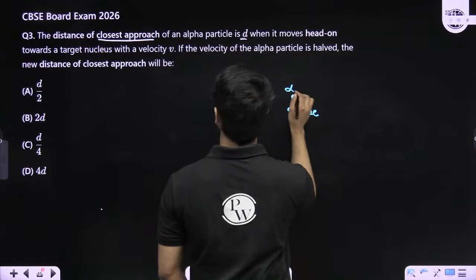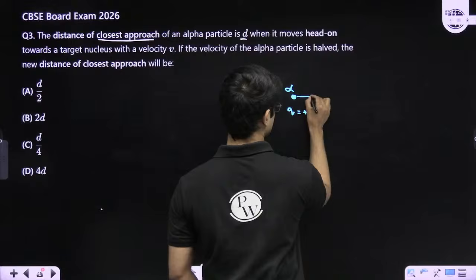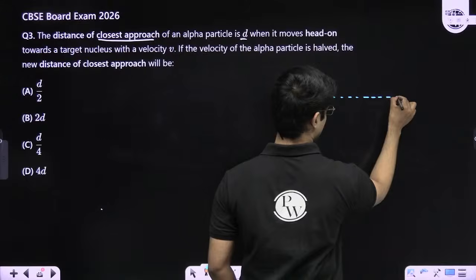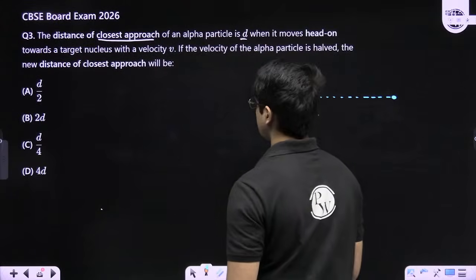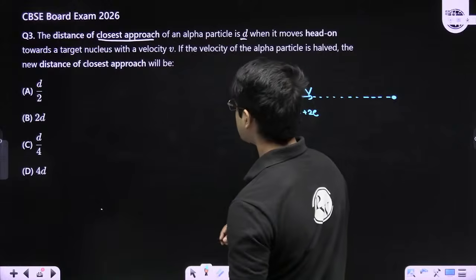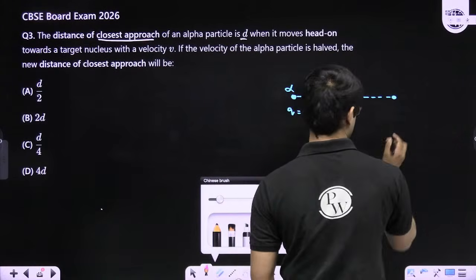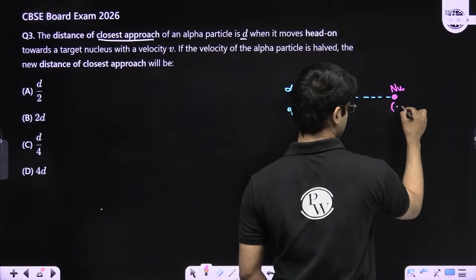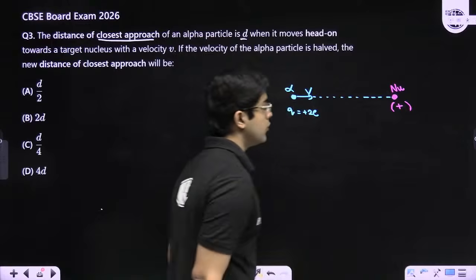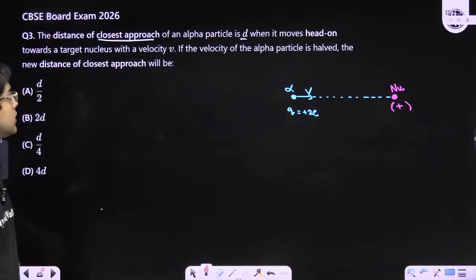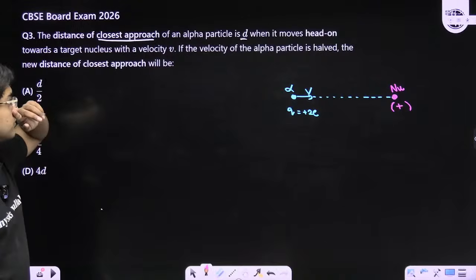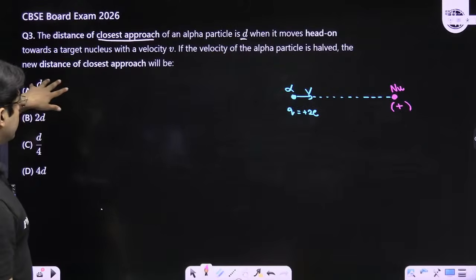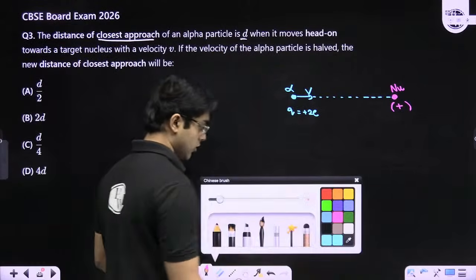It is moving with an initial speed v, and it is headed towards another nucleus, the target nucleus. So here we have a nucleus, and of course it is positively charged. Nucleus has protons, so it is positively charged. Then the question is, if the velocity of the alpha changes, what happens to the closest distance? So what does that mean?